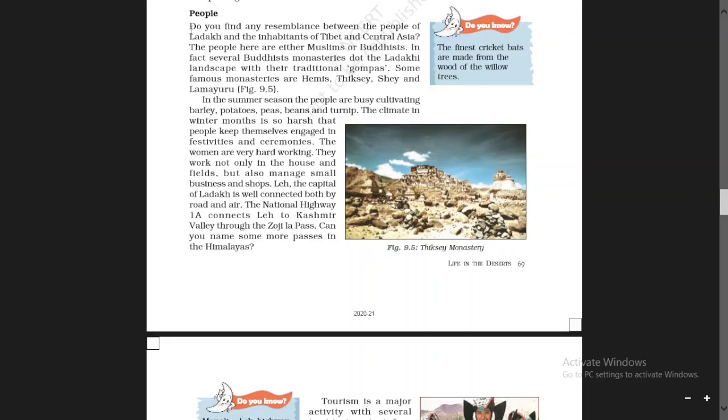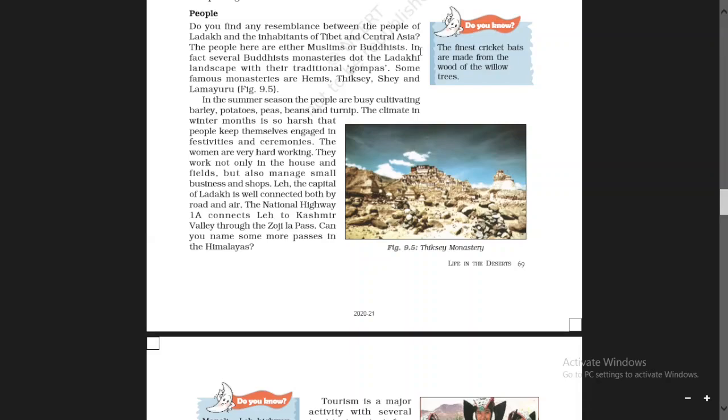People. Do you find any resemblance between the people of Ladakh and the inhabitants of Tibet and Central Asia? It asks you. Do you find any likeness between the people of Ladakh and the inhabitants living in Tibet and Central Asia? The people here are either Muslims or Buddhists. Muslim communities or Buddhist communities are living there.